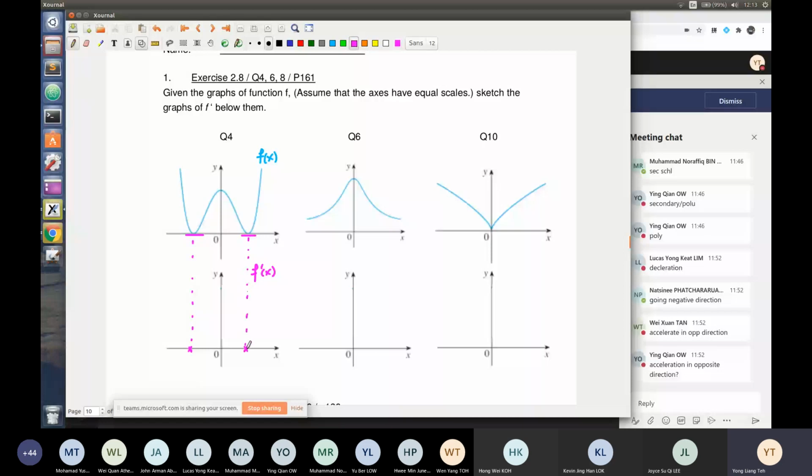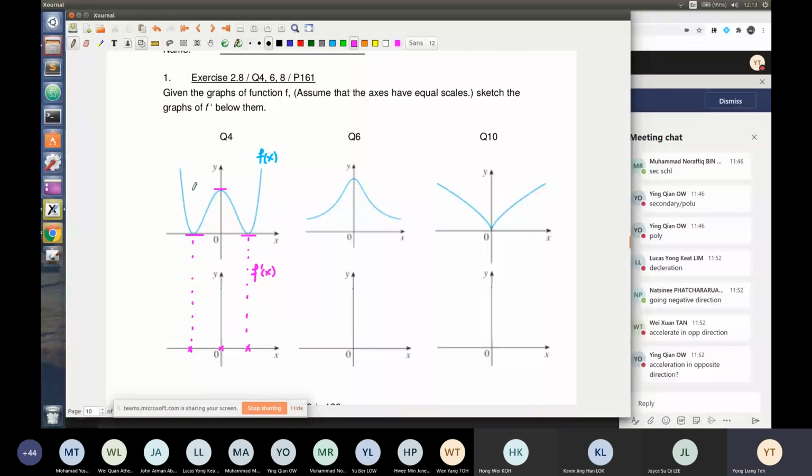So this guy, and the same goes with this point. Okay, so therefore I have 3 points whereby my graph must actually cross the x-axis. Let me just make this a bit more symmetrical. So then subsequently what we do is this.